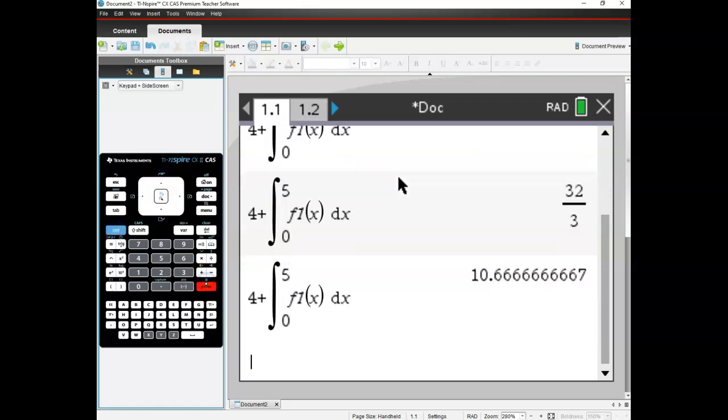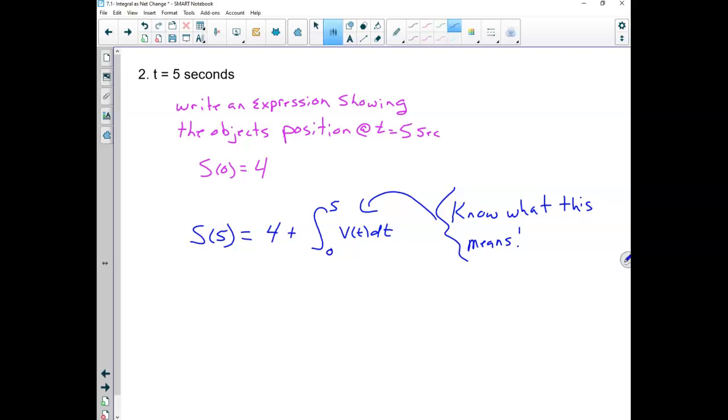And if I didn't like that, well, I could come up and grab that and say 10.667. And I could come right down there and say, well, that means s of 5 is 32/3 feet. Or I could call it 10 2/3 or 10.667. It really doesn't matter, okay?